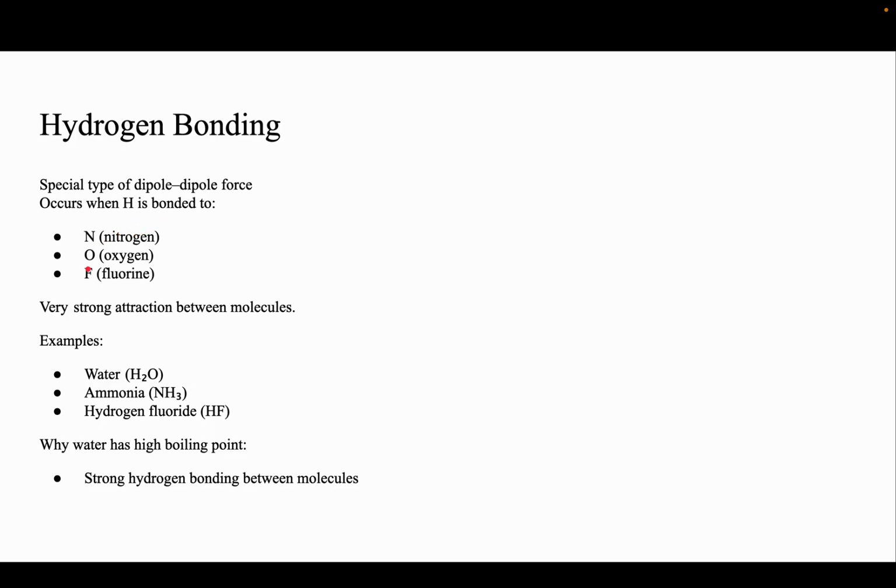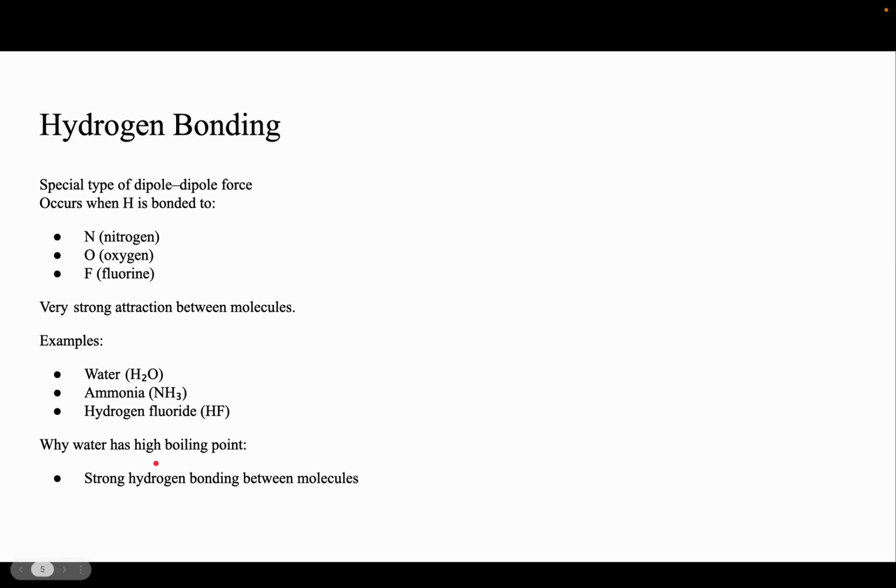N, O, and F want to take hydrogen's electrons, so they gain a negative charge while H gains a positive charge. And this is why this can also be seen as a dipole-dipole force, because NH, OH, and FH are easily bonded with other polar molecules. Here are some examples of hydrogen bonding: H2O, NH3, and HF. Water, ammonia, and hydrogen fluoride.